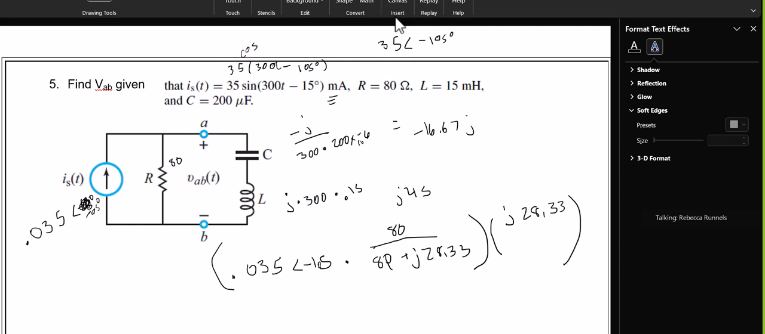So what I have right here is the current through the capacitor and the inductor because of current division. Current division would take my total current times the impedance of the other branch over the total impedance, and the total impedance is all of them added together. That gives me the current through this branch. Then I multiply that times the impedance of that branch, and that should get me the voltage. Let's see if it does.